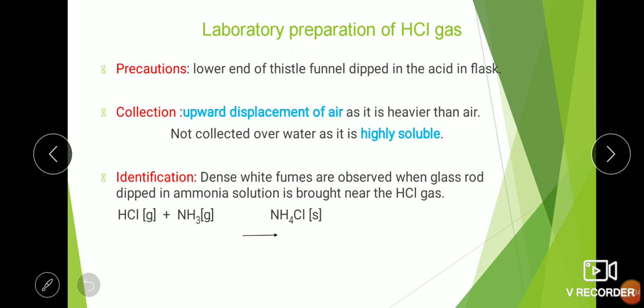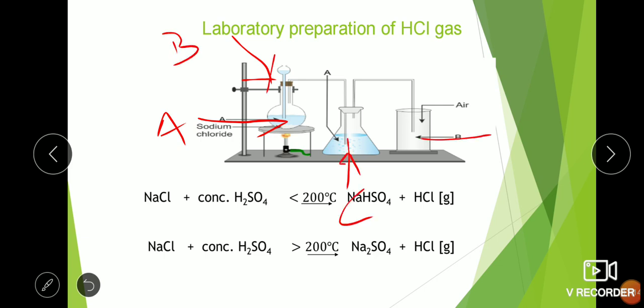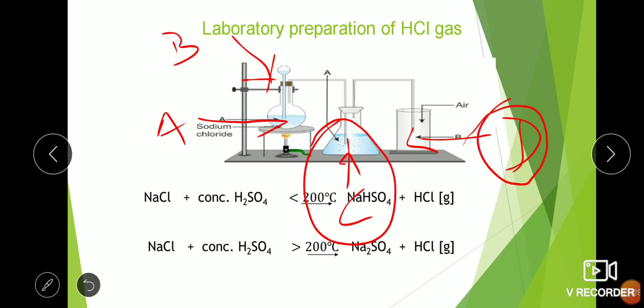Like for in the thistle funnel, they may give you A. I'll show the question type. Here they may ask you what is A, what is this B, and what is this C, and what is this D. They may ask you to label those parts. Now you know A would be sodium chloride, B would be sulfuric acid, C again would be sulfuric acid, D would be hydrogen chloride gas.